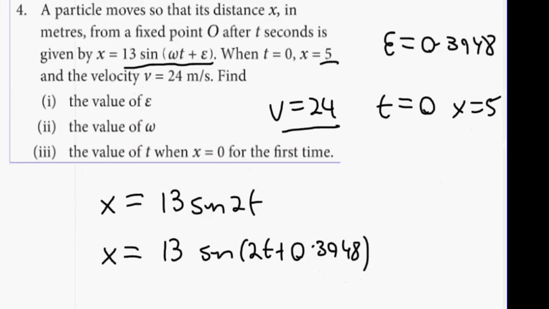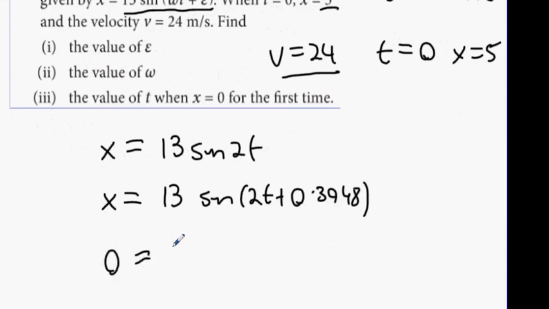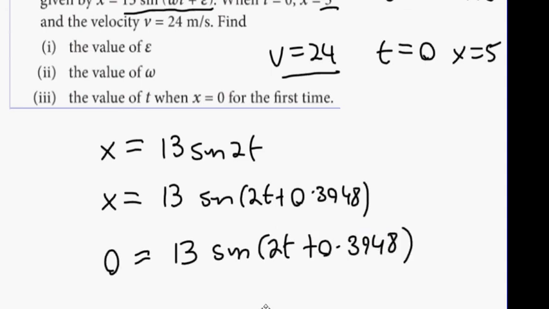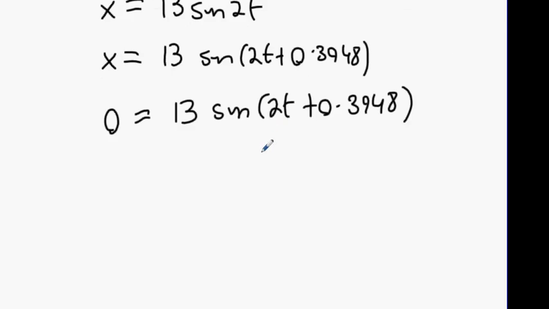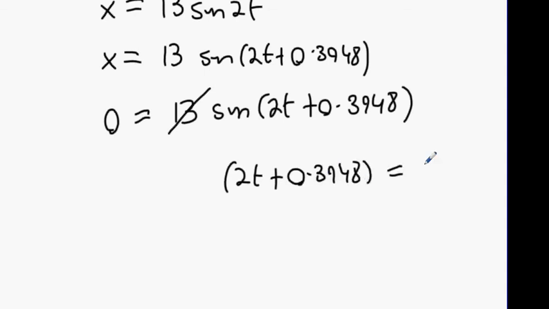So here's what happens. We put down x equals 0 because your displacement is 0, and then the 13 becomes irrelevant, because 13 times any number that gives 0 is 0, therefore the 13 doesn't matter. Sine inverse 0, anybody? 2t plus 0.3948 equals sine inverse 0. What's sine inverse 0? In radian form, please.